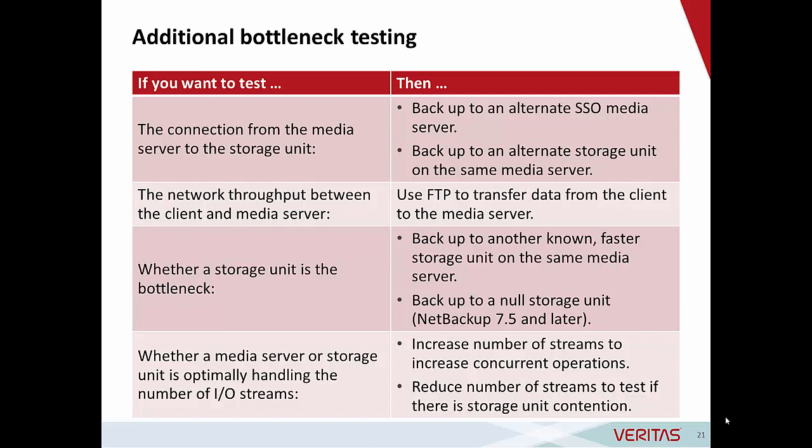This slide shows some suggestions for additional bottleneck testing, basically additional ways of trying to narrow things down to pinpoint exactly where my backups are slowing. So for example, if I want to test the connection from the media server to the storage unit, I could try backing up to an alternate storage unit on the same media server. If I want to test my network throughput between the client and the media server, I could try moving some data outside of NetBackup, for example by using FTP, and get a good idea of what the maximum transfer rate on the link is. If I think maybe the storage unit itself is the bottleneck, then I could switch to backing up to another storage unit, or I could back up to a null storage unit.